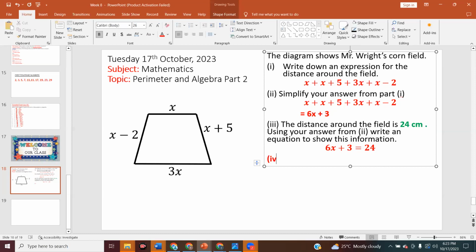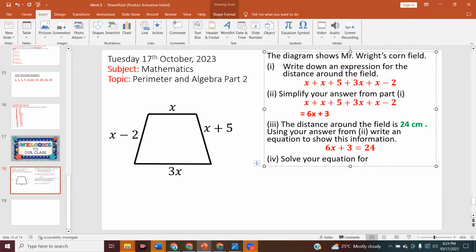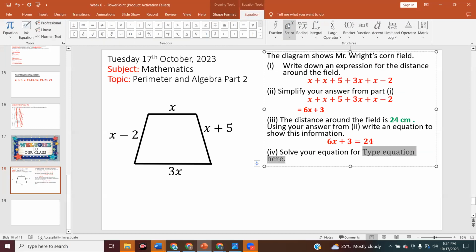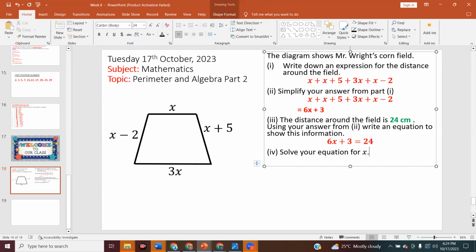Yes, sir. Okay, good. Now the final part is where the algebra kicks in. What they want you to do is solve your equation for x. Some of you may know how to do it, some of you may not. For those who do, solve the equation for x and put your answer inside the chat before I do it.